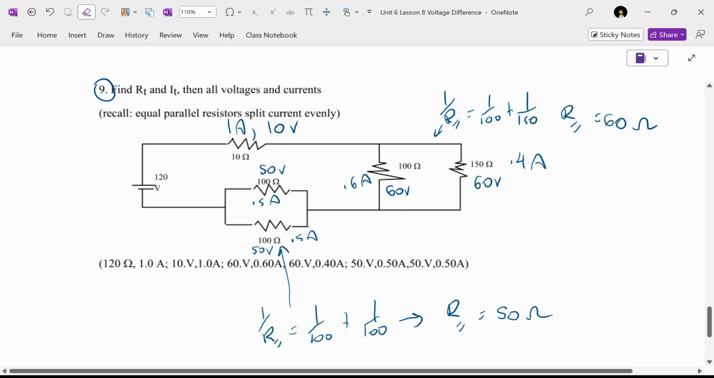It said find R total, check. Find I total, check. All voltages and currents? Voltages and currents. Yep, check.